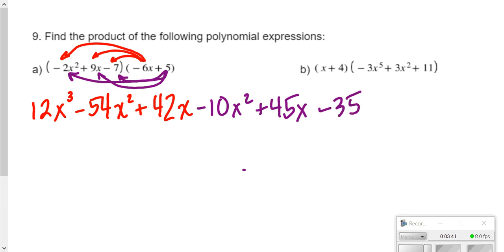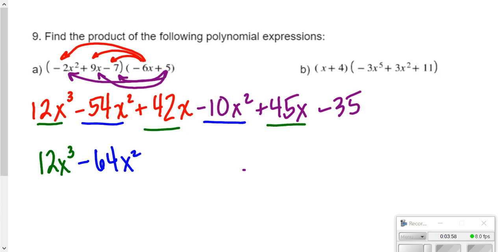And then I'm going to just go through and collect like terms. So nothing else has it to the 3rd, so this is it for that. Then I have my squared terms. Then I have my single x's. And then I just have my constant. And that would be that.